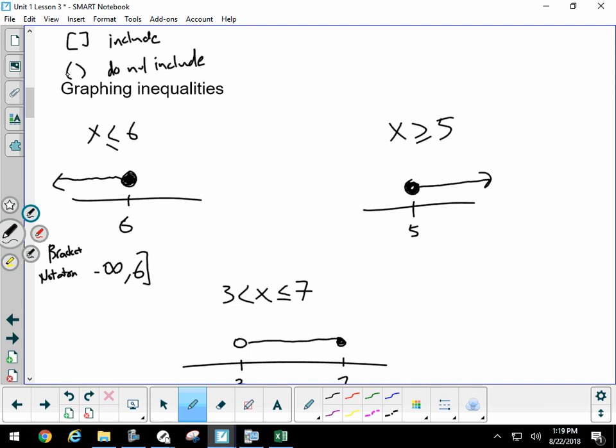Now, do we include or not include negative infinity? Well, we actually do not include it, because infinity is more of a concept rather than a value that can be included. So we will always use a round bracket with infinity. Okay, so for this one, we're starting at 5 and we're going to positive infinity. Our bracket notation would look like this.